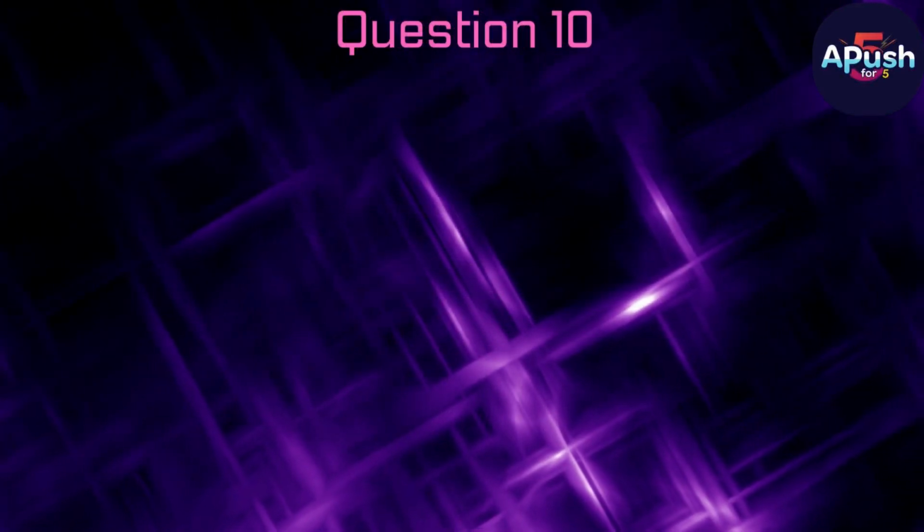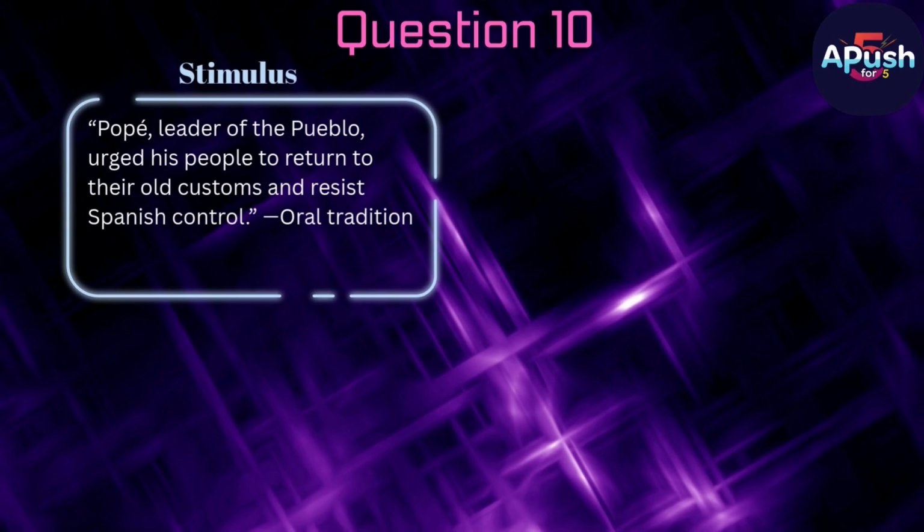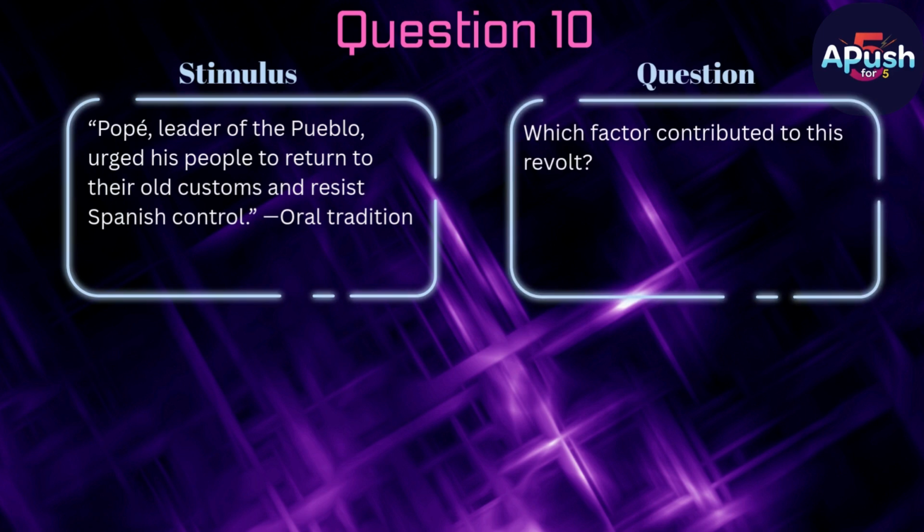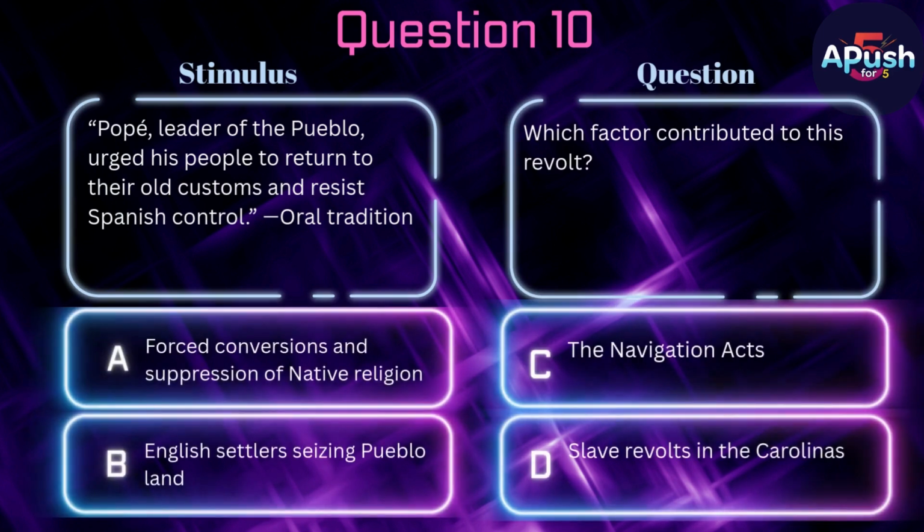Question 10. Stimulus. Pope, leader of the Pueblo, urged his people to return to their old customs and resist Spanish control. Oral tradition. Question: which factor contributed to this revolt? A. Forced conversions and suppression of native religion. B. English settlers seizing Pueblo land. C. The Navigation Acts. D. Slave revolts in the Carolinas.